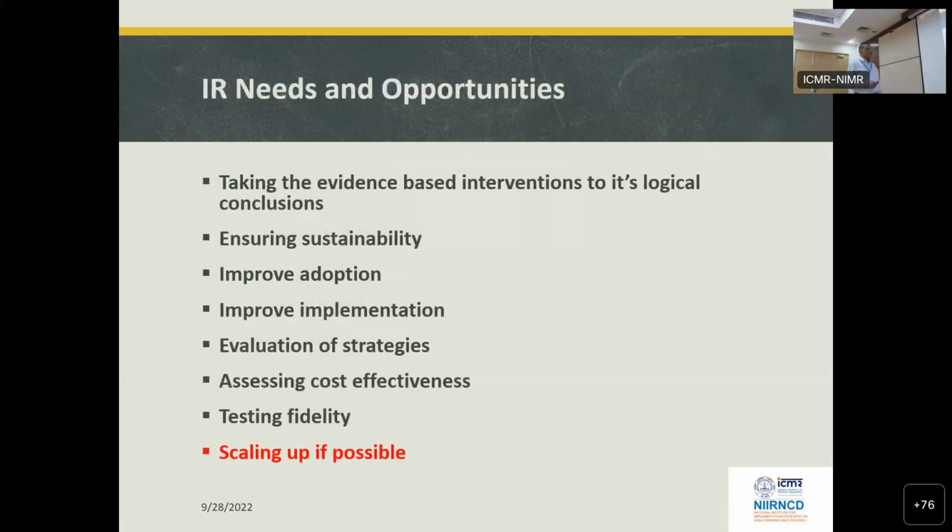Okay. Now, IR is not... we have a tendency that whatever we talk about, we think and try to push that it is the best. So today, if I'm using the term implementation research, I may sound as if implementation research is the be-all and end-all of all health problems in the country. It's not. Let us take it in a pragmatic manner.